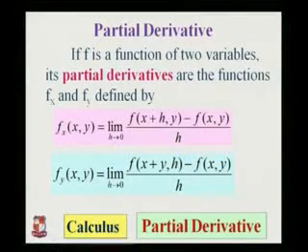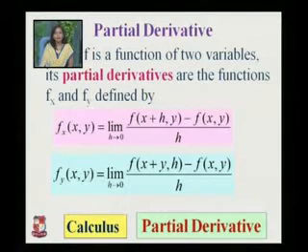So let's see in our slides. What is the partial derivative? If f is a function of two variables, then its partial derivatives are the functions fx and fy defined by fx(x, y) = limit h tends to 0 of f(x + h, y) minus f(x, y) whole upon h. If you remember the basic derivative dy by dx, there we took dy by dx as limit h tends to 0 of f(x + h) minus f(x) upon h.